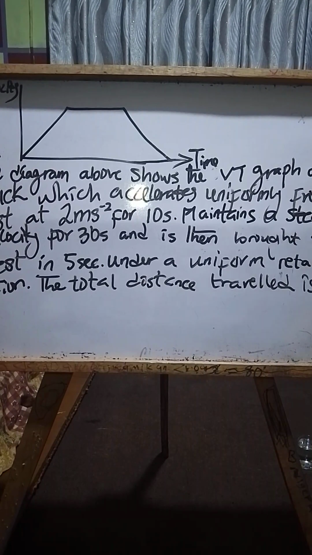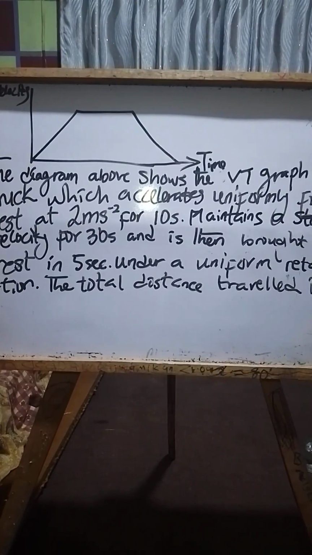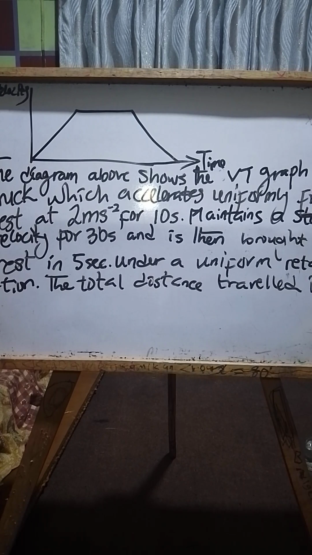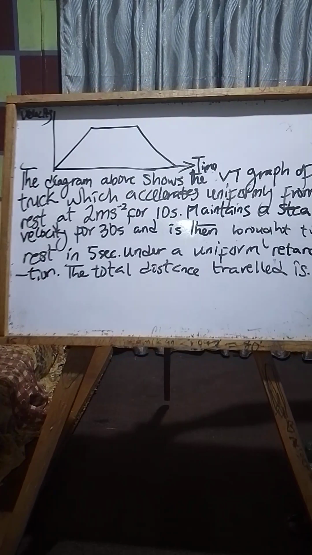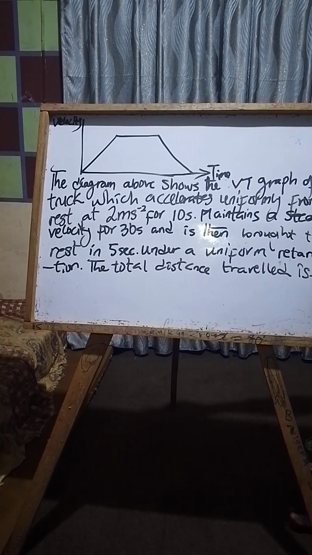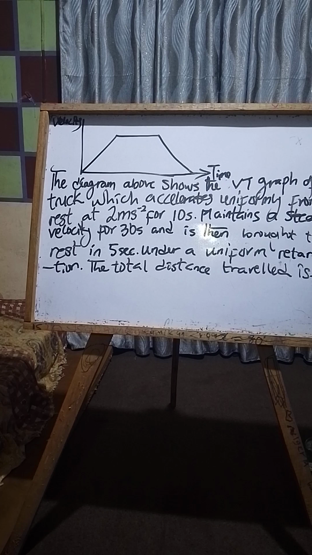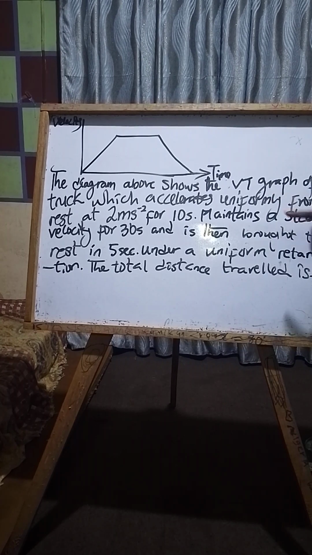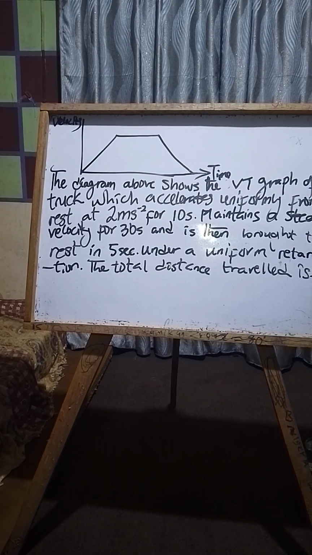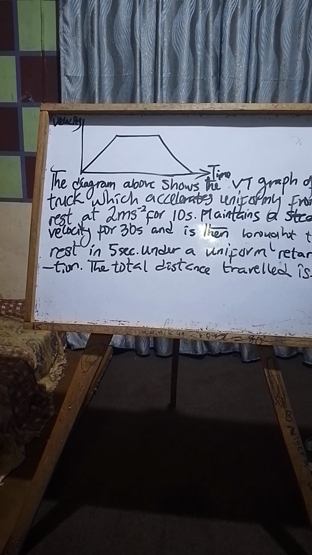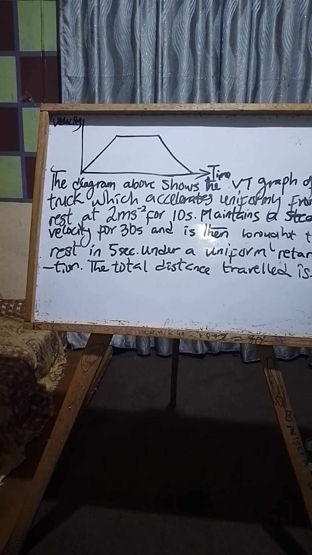Alright, look at this question. They said the diagram above shows the VT graph. Let me take this a little bit backwards. It shows the VT graph of a truck which accelerates uniformly from rest at 2 meters per second squared for 10 seconds, maintains a steady velocity for 30 seconds, and is then brought to rest in 5 seconds under a uniform retardation. The total distance traveled is.